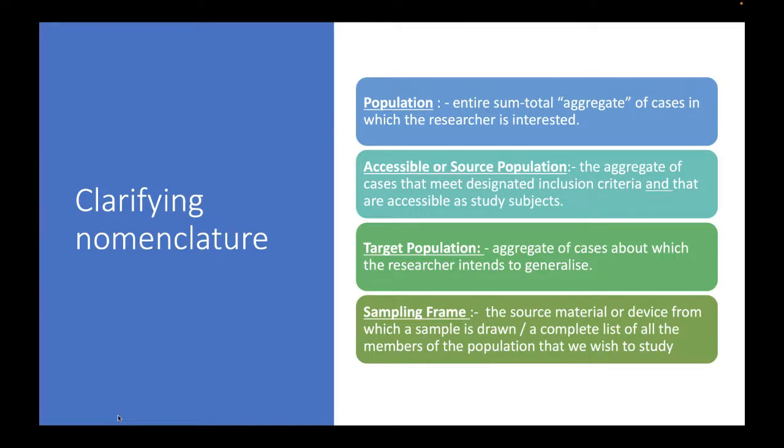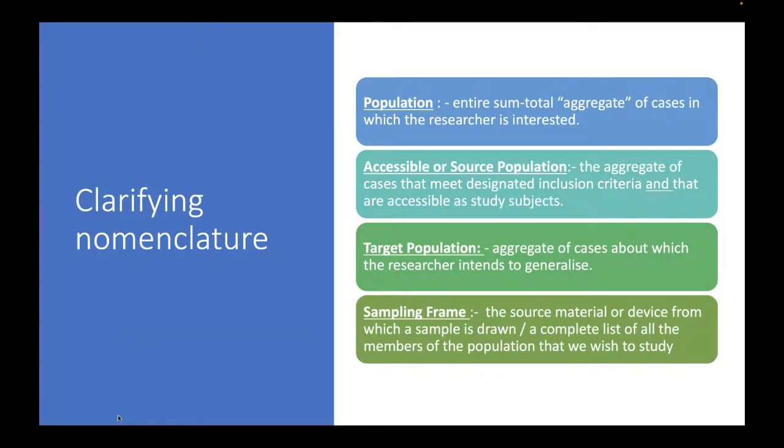But in that target population, there are people that are not accessible and those that are. The ones that are accessible, you call them the accessible or source population. The word source is used because it's actually saying that's the place from which I source the actual people that I will now subject to questions or do whatever.